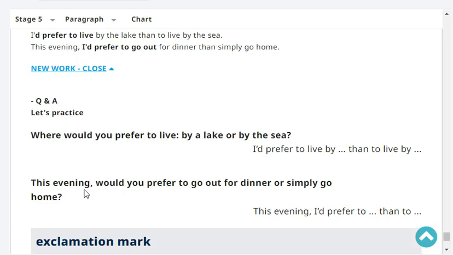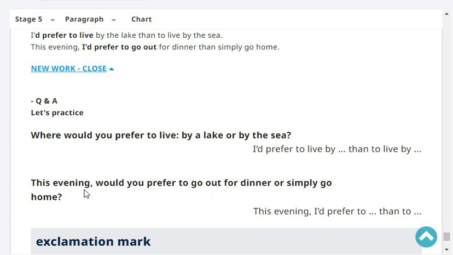Where would you prefer to live? By a lake or by the sea? I'd prefer to live by the sea than to live by the lake.